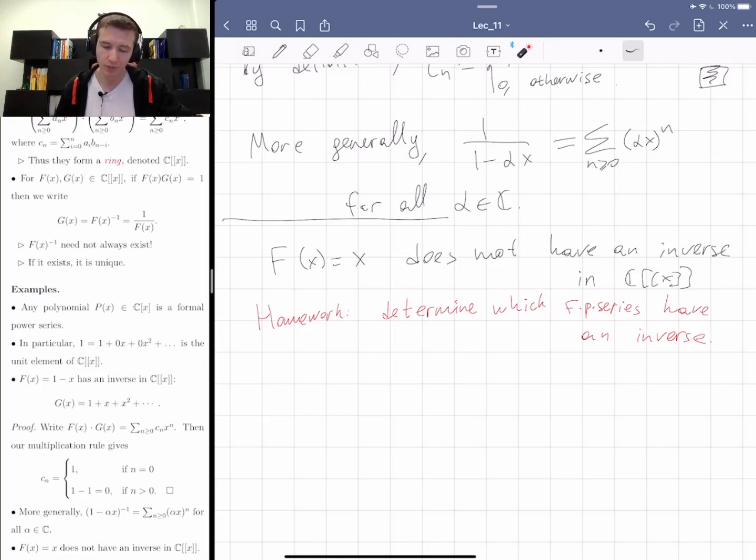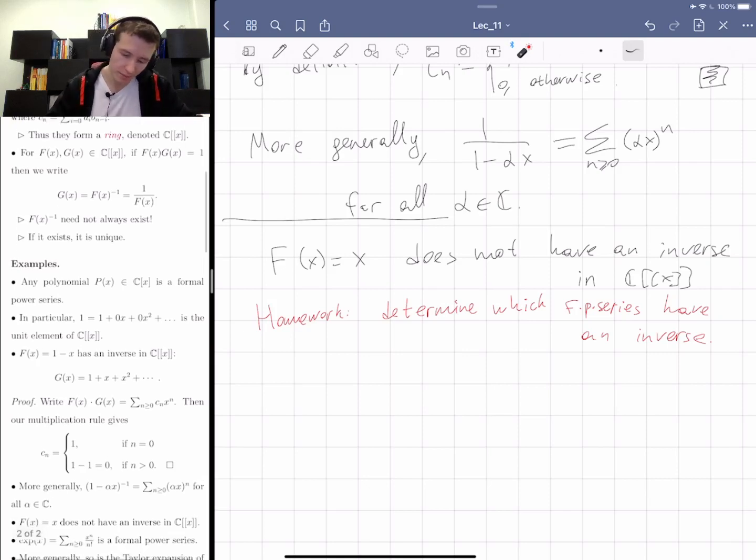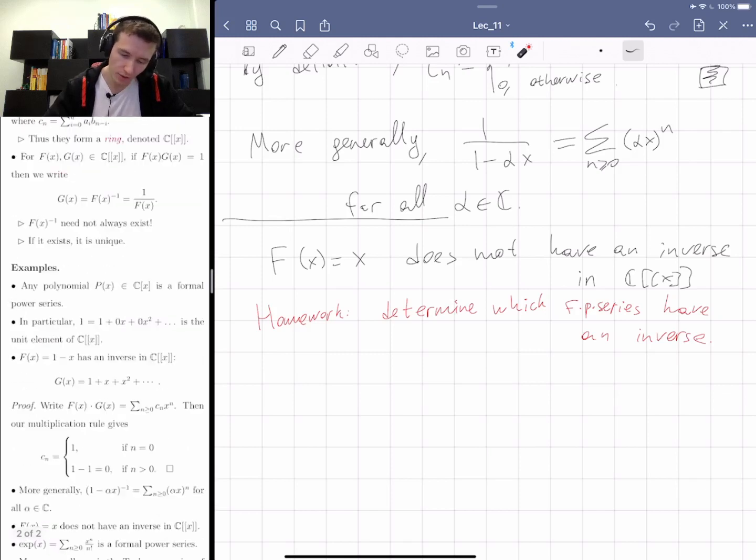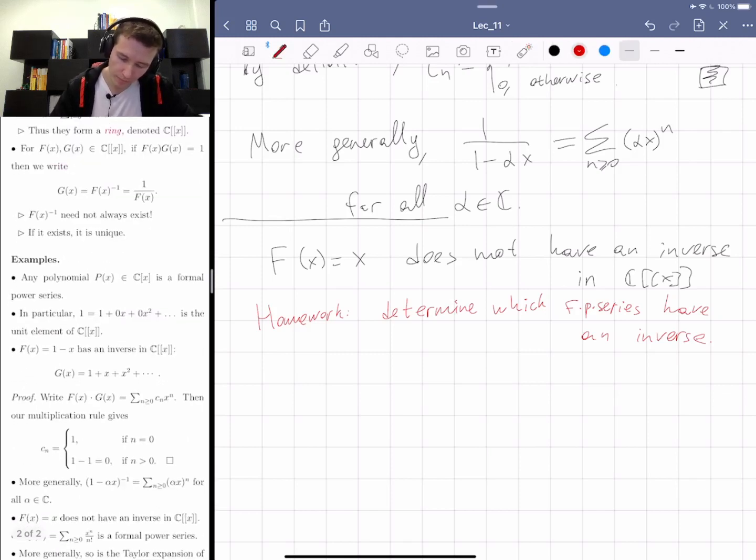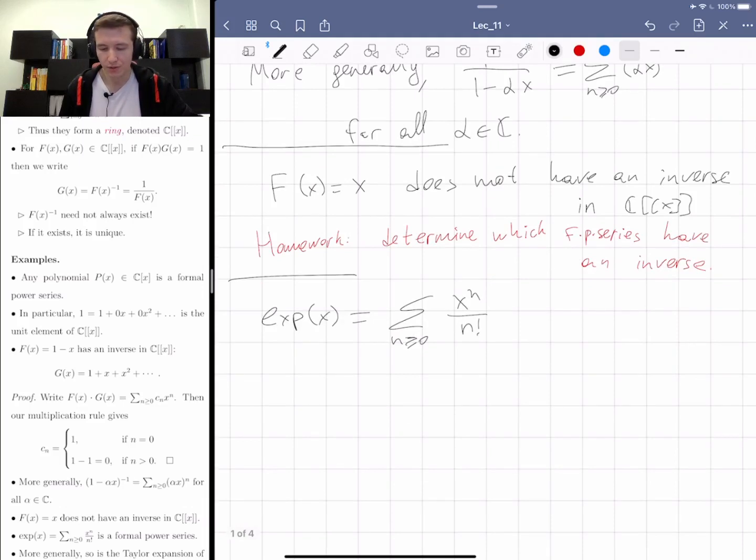So there are more complicated examples of formal power series which come from calculus. One example which is going to be extremely useful to us is the exponential of x, which just by definition is the sum of your coefficients, so just 1 over n factorial. So that's a formal power series. This one happens to converge for all x, but some others converge.